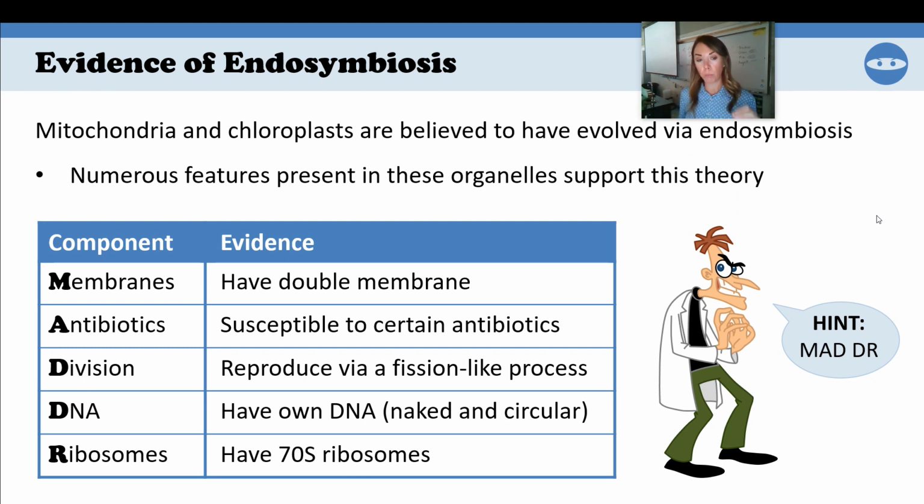The other thing is that they're both susceptible to antibiotics, which attach to certain proteins that are going to kill off that certain part, right? So it's not just the whole cell; they're both individually susceptible to those. So they're kind of their own thing. They both reproduce by a fission-like process, right? So just splitting apart. Remember we talked about that binary fission.